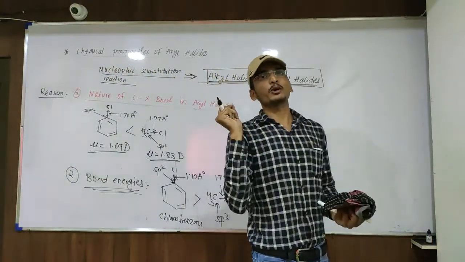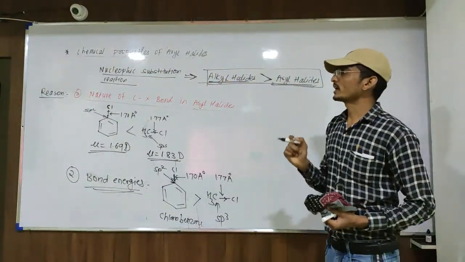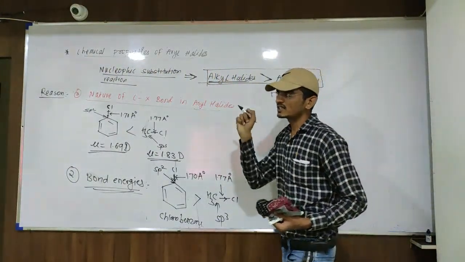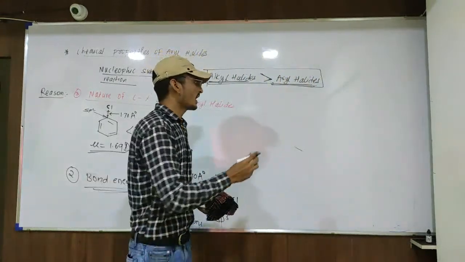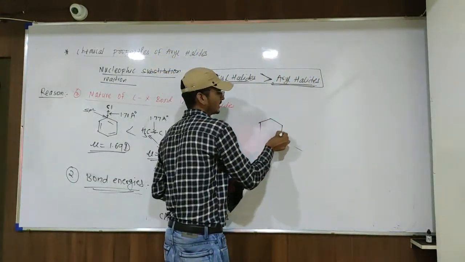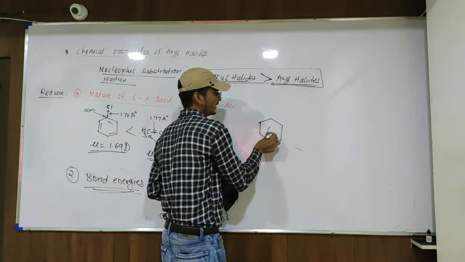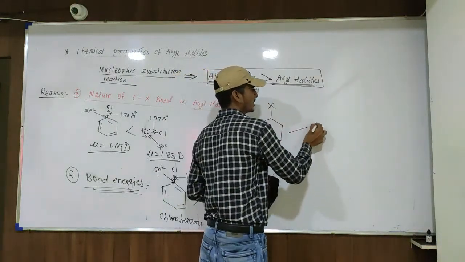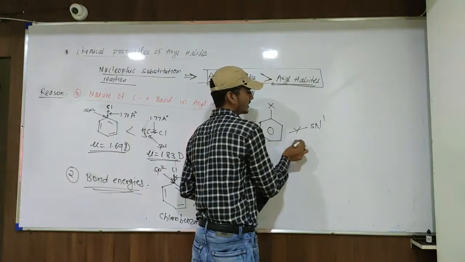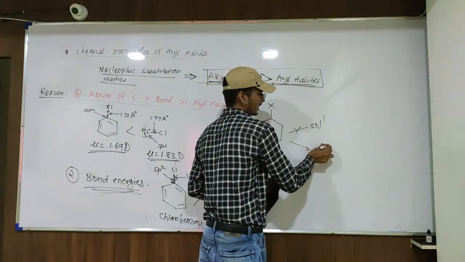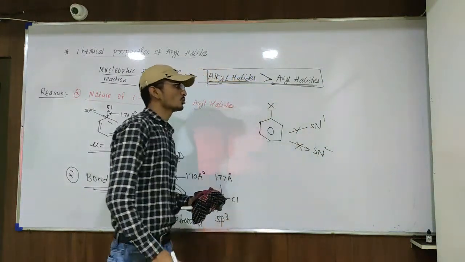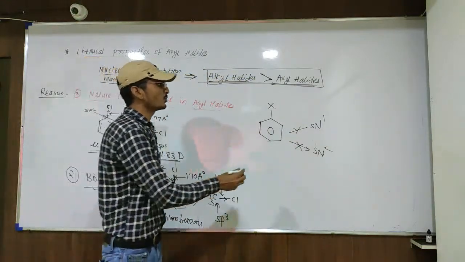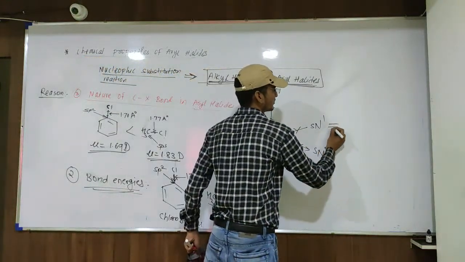ठीक आहे. अजून एक पॉइंट इथं लक्षात घ्या की इन केस ऑफ aryl halides it does not show SN1 and SN2 mechanism. That point is important here. In case of aryl halides it does not show SN1 or SN2 mechanism. बघा हे SN1 आणि SN2 mechanism शो करणार नाही. आता का SN1 mechanism शो करणार नाही त्याचा रिझन बघा.